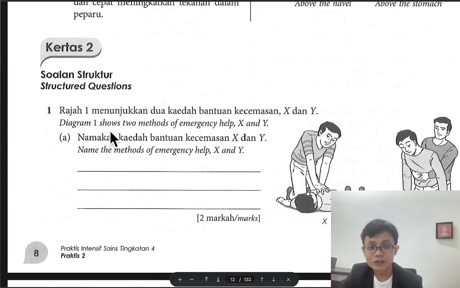Okay, diagram 1 shows the method of emergency help X and Y. So what is X and what is Y? Obviously we can see that X is CPR, if you still remember, and Y is Heimlich manoeuvre. Why is this person so relaxed? It's supposed to be choking, right? Showing the universal sign of choking. Okay, name the method of emergency help of X and Y.